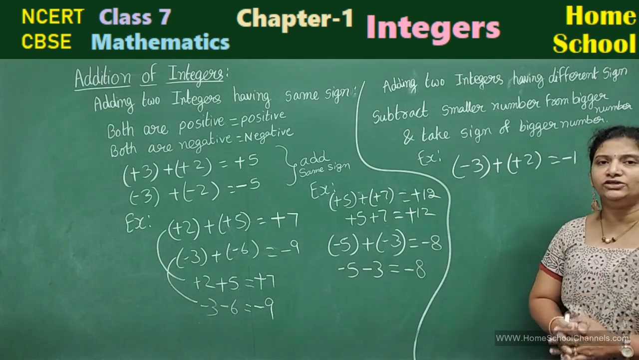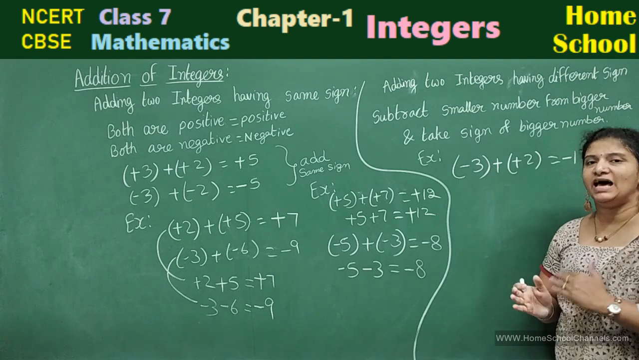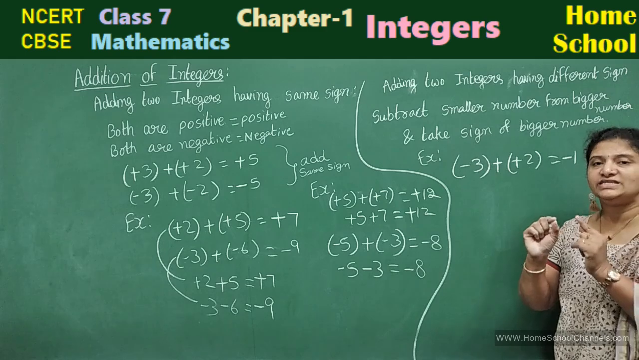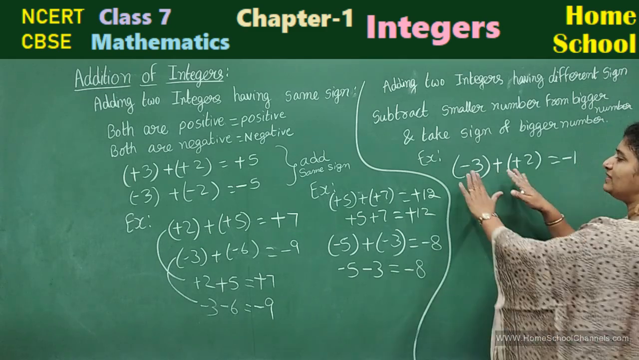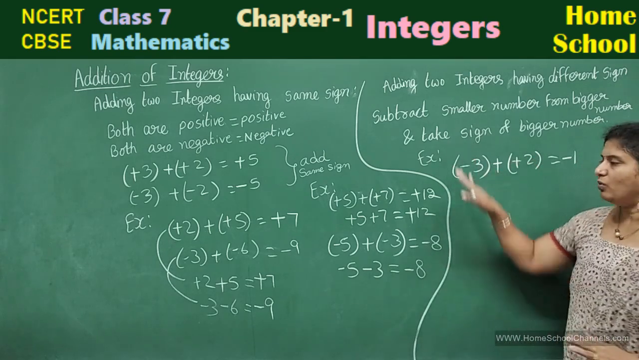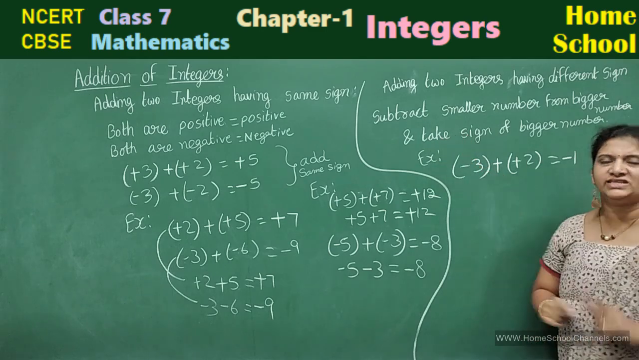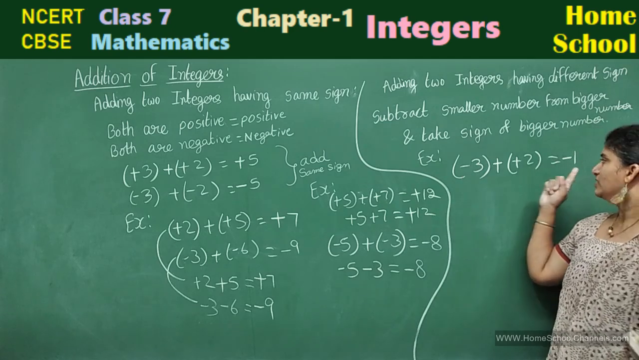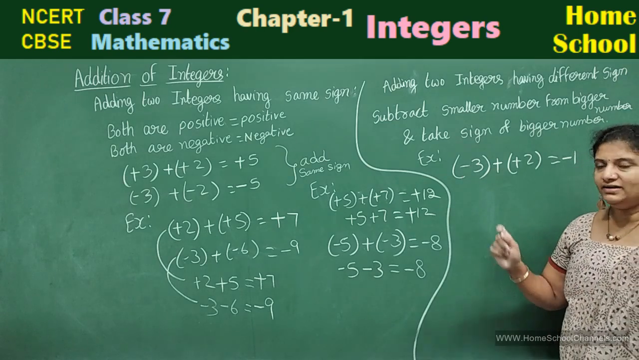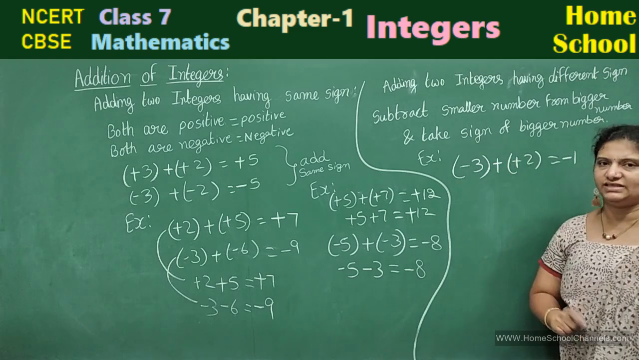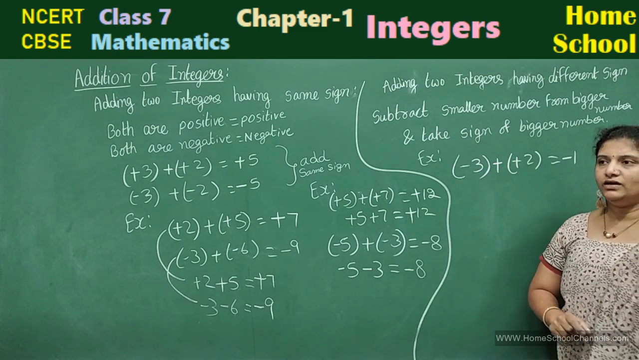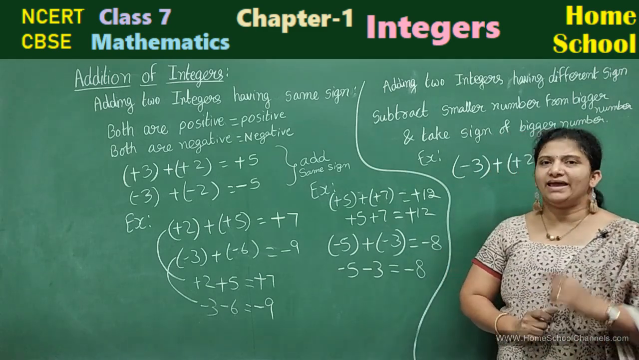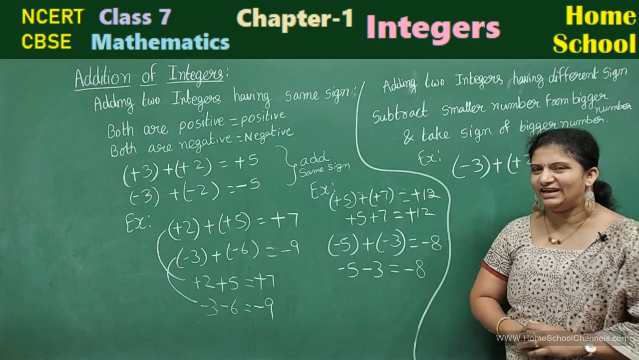When you are doing addition of two integers having different signs, the first thing you need to do is see which number is greater. With the sign you don't see which is greater. Without the sign you see 3 and 2, which is greater? 3 is greater. 3 has which sign? Negative sign. So take the negative sign and subtract the smaller number from this 3. Is this clear? Don't be confused. When we consider minus 3 and 2, minus 3 is smaller, plus 2 is greater.